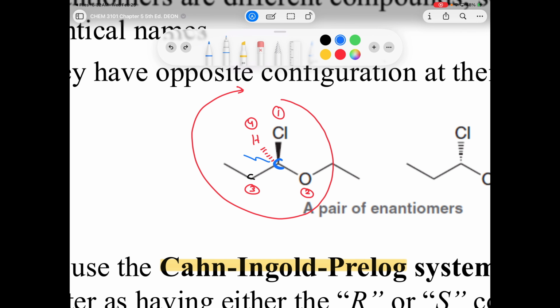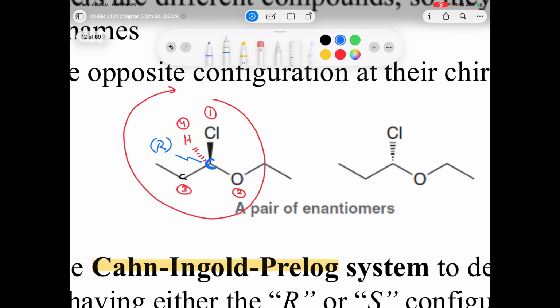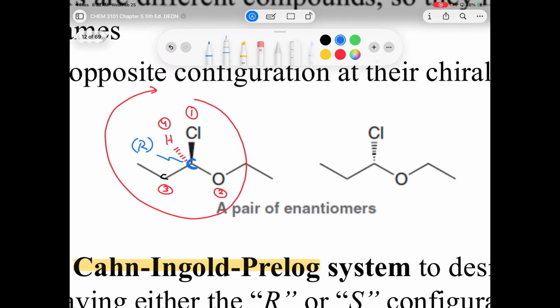So I always write a little squiggle line next to the chiral center, and then I'll just put the letter in parentheses like that. Now, hold on one second. I just want to show you one more thing. If you assign that one correctly, then this stereocenter must be what? It must be S, because it's going to be the opposite, right? R and S are opposites of each other. Go ahead.